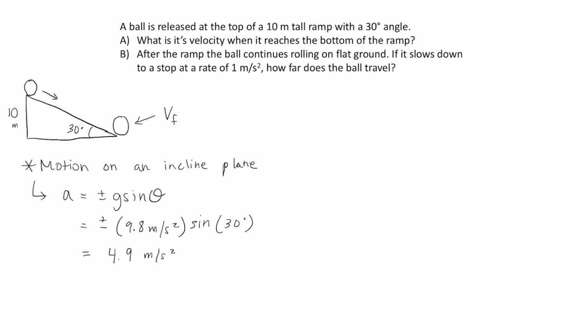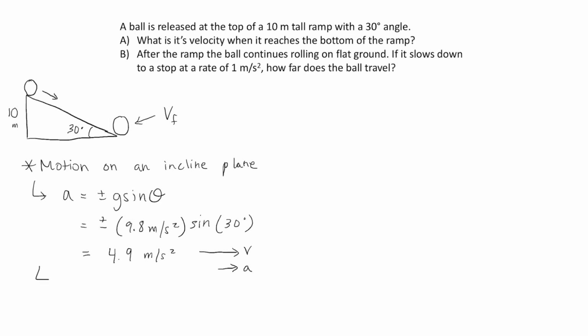Now, how did I know the acceleration is positive? Well, the velocity vector is pointed to the right, and we know objects going down an inclined plane are speeding up. So the acceleration vector has to be in the same direction as the velocity vector. That means it's to the right, so the acceleration is positive.